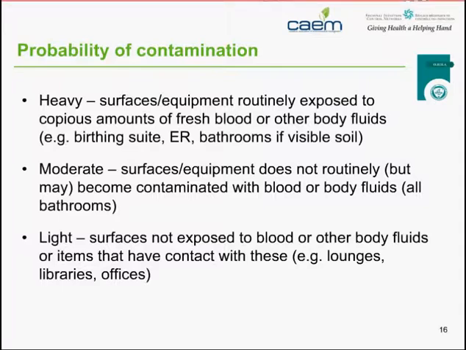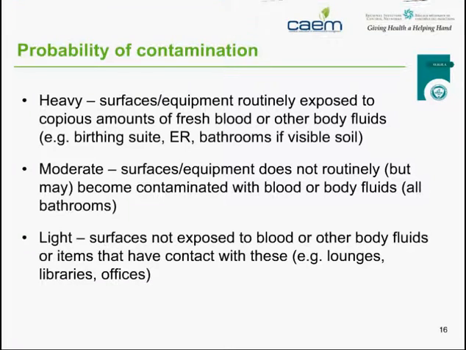The probability of contamination is categorized as heavy, moderate, and light. An area with a heavy probability of contamination would be routinely exposed to large amounts of blood and other body fluids. Two good examples of this are the emergency room and labor and delivery suites. All bathrooms would be classified as moderate risk, since under normal use they may become contaminated with blood and body fluids, but not routinely. And of course, areas such as offices and lounges are less likely to become contaminated with blood and body fluids.